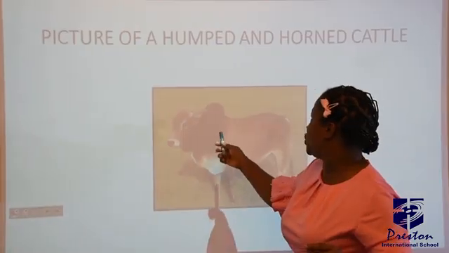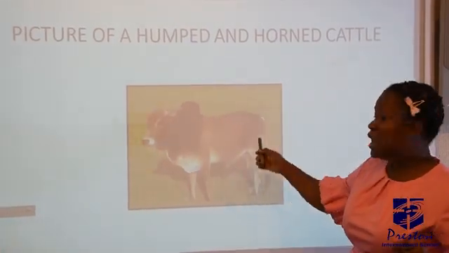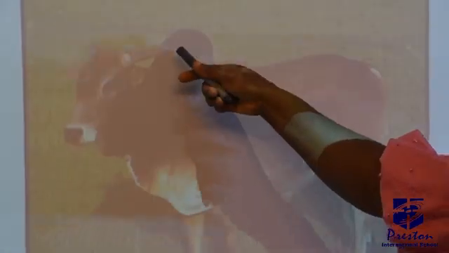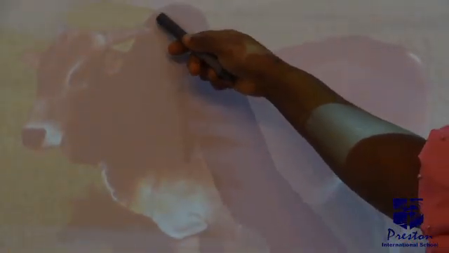Now, here is the picture of a horned and polled cattle. What you have here is the horn. So this is a horned cattle, and you can see the horn here. This is the horn. So this is a picture of a horned and polled cattle.